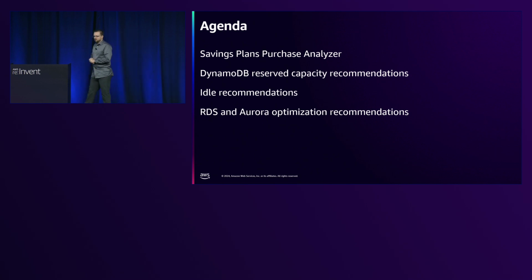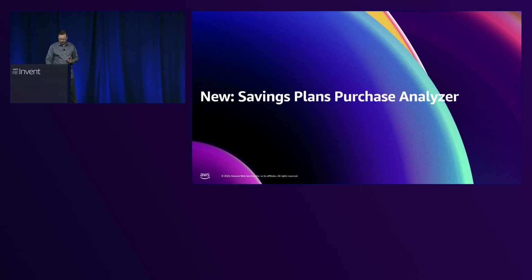So the Savings Plan Purchase Analyzer is a brand new product in the cost management console. And so if you go into the cost management console, on the left nav within the AWS console, you'll see a new button. It'll even say new on it, Savings Plan Purchase Analyzer.